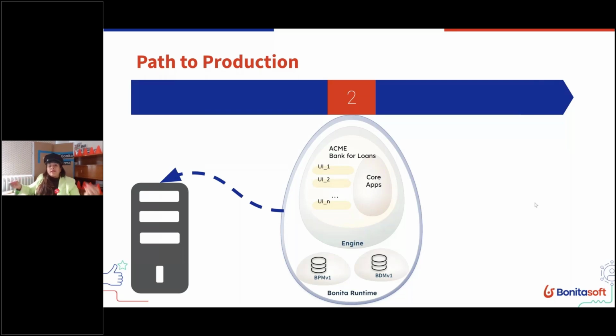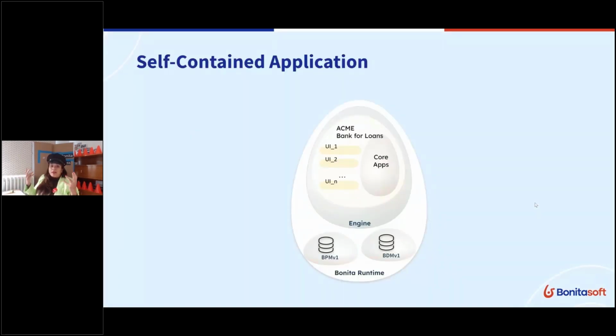And that's what I was saying, a self-contained application that contains the runtime, the engine, a BPM, a BDM of a certain version, all of the UIs linked to your application, for example, the Acme Bank for Loans that we discovered on our second step. And of course, you can add what we call the core apps such as the Bonita user application, which can be very useful, or the Bonita administrator application. You can add it inside so you can have the whole package inside your self-contained application.